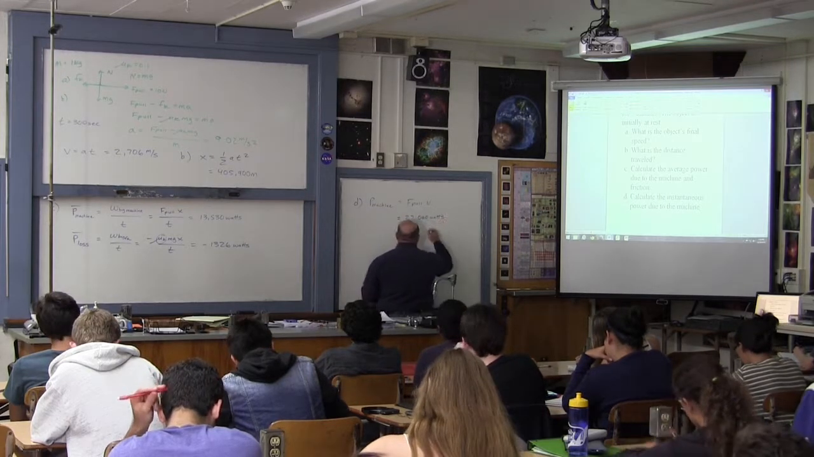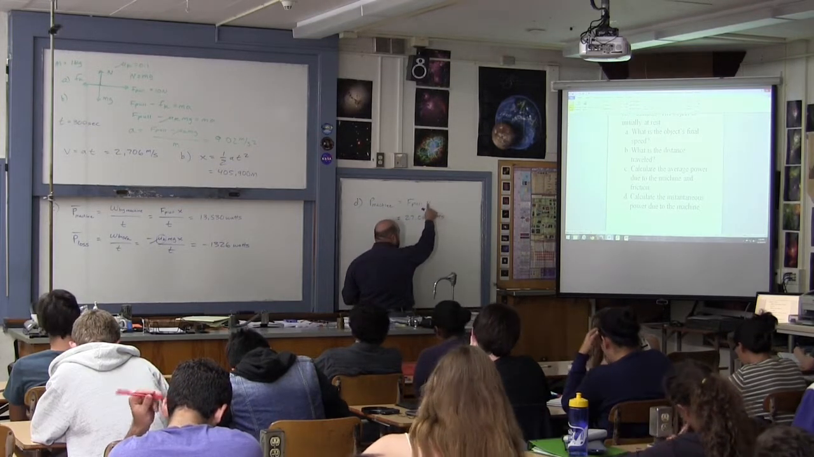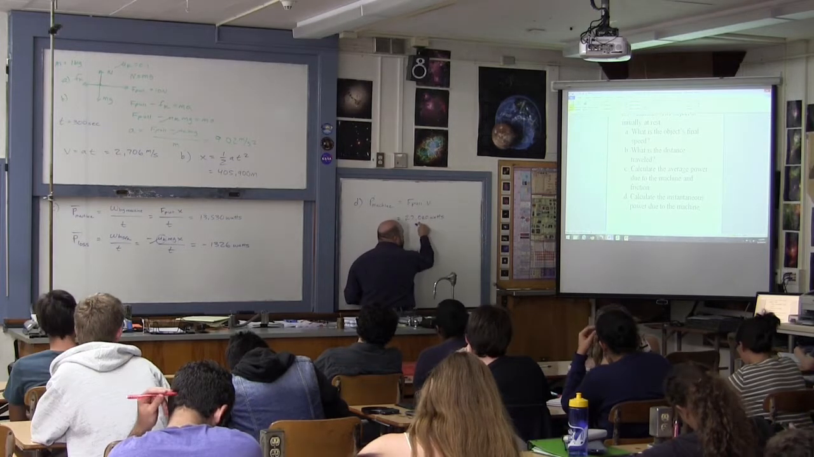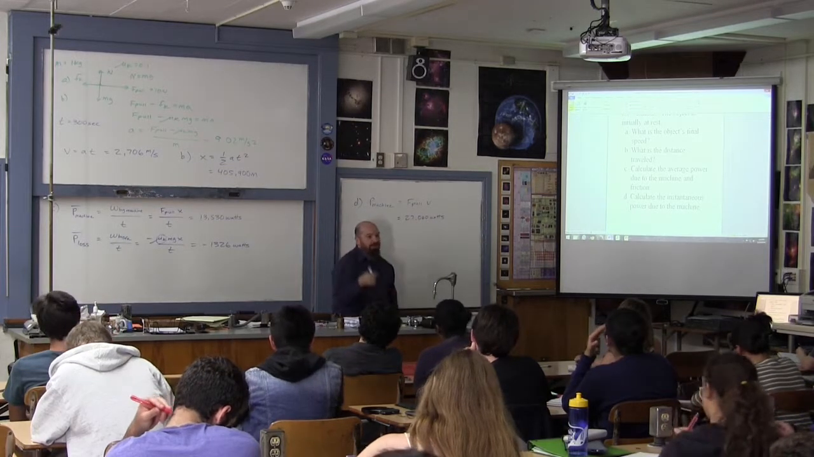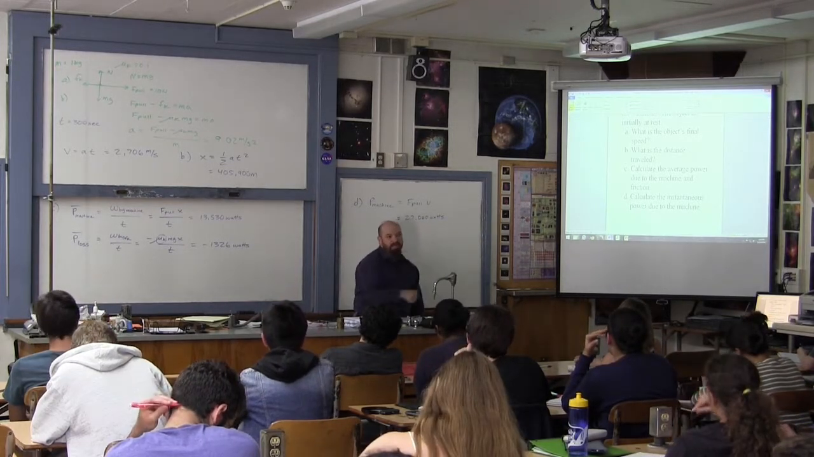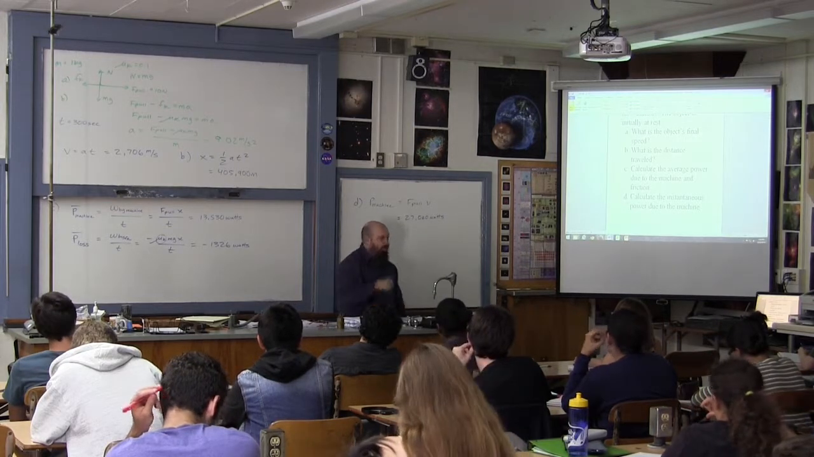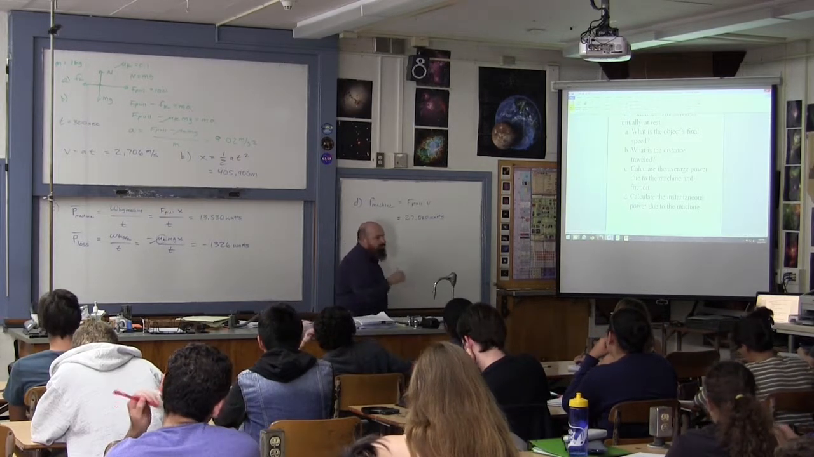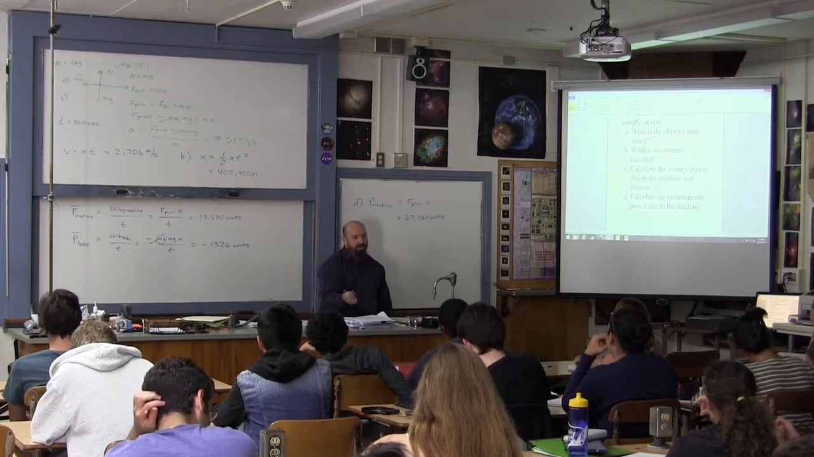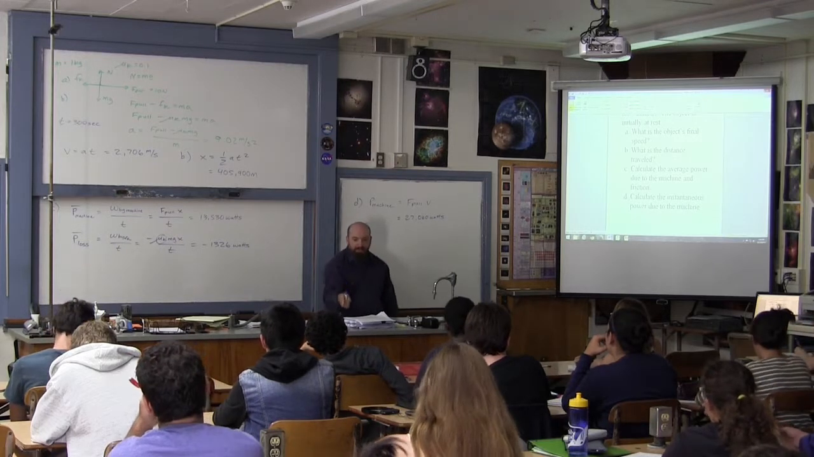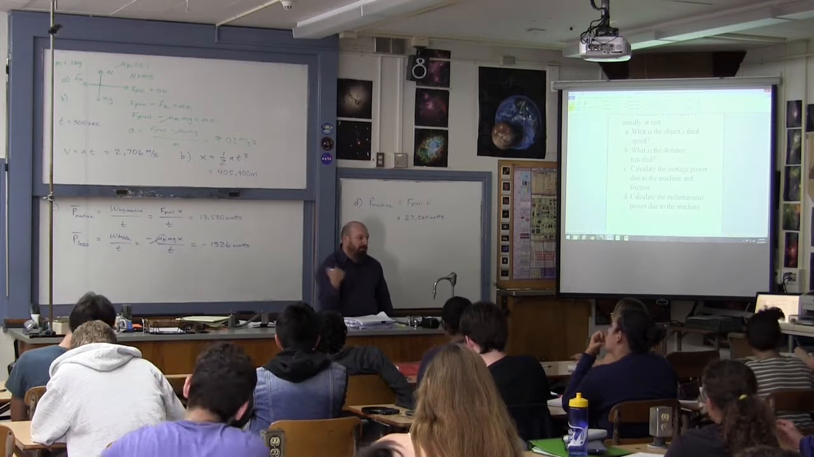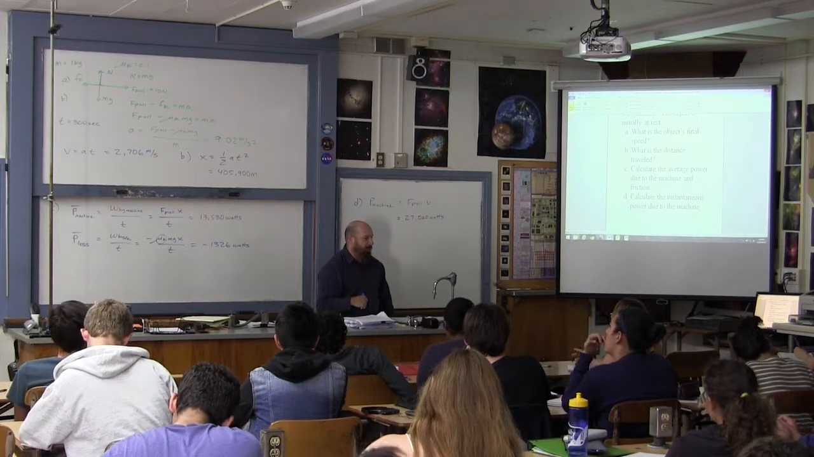In order for me to keep pulling the object at this speed, this is the rate at which you have to convert chemical potential energy into kinetic energy. You have to change 27,060 joules of chemical potential energy into kinetic energy per second to keep this 1 kilogram object moving at a speed of nearly 3 kilometers per second.